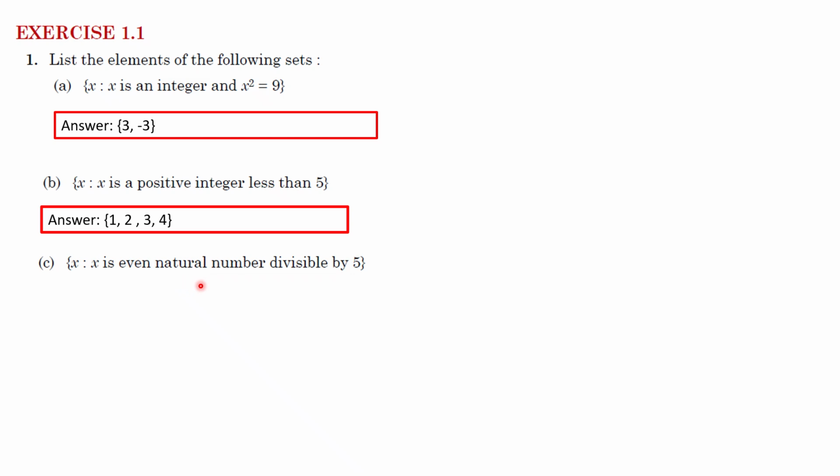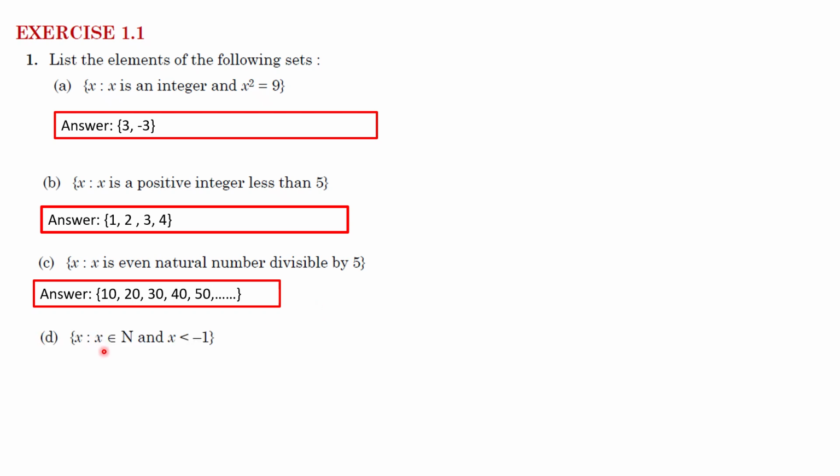Next, x is an even natural number divisible by 5. So it should be even and also divisible by 5. So the answer will be 10, 20, 30, 40, 50 and so on, and it is an infinite set. See, A and B are finite sets because they have a limited number of elements, but option C has infinite elements. Okay. Next, x belongs to natural numbers, this symbol means natural number, and x is less than minus 1. Now, this is an empty set. First, it is talking about natural numbers and it is less than minus 1, which means nothing will come. So it's an empty set.